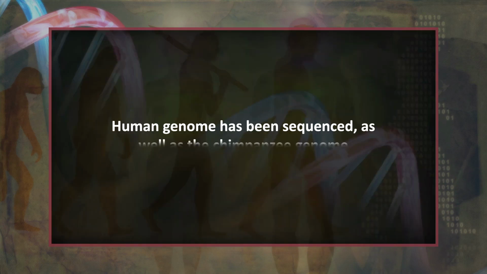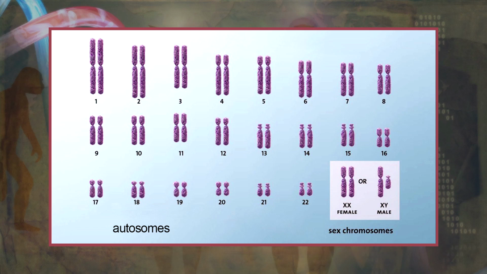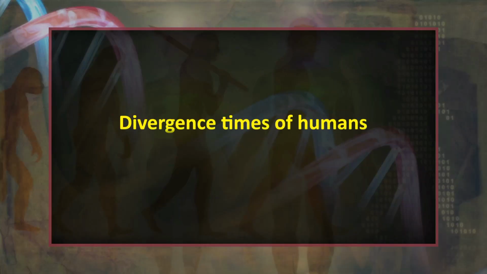The human genome has been sequenced as well as the chimpanzee's genome. Humans have 23 pairs of chromosomes, while chimpanzees, gorillas, and orangutans have 24. So human chromosome 2 is a fusion of two chromosomes, 2A and 2B, that remain separate in the other primates. Dear students, let's discuss the divergence times of humans from other apes. The divergence time of humans from other apes is of great interest.